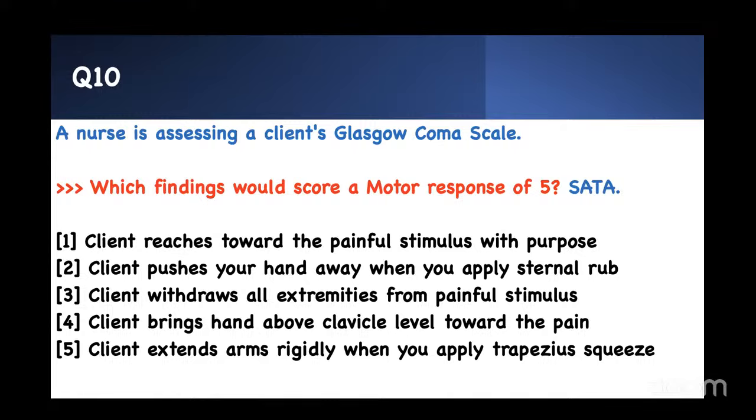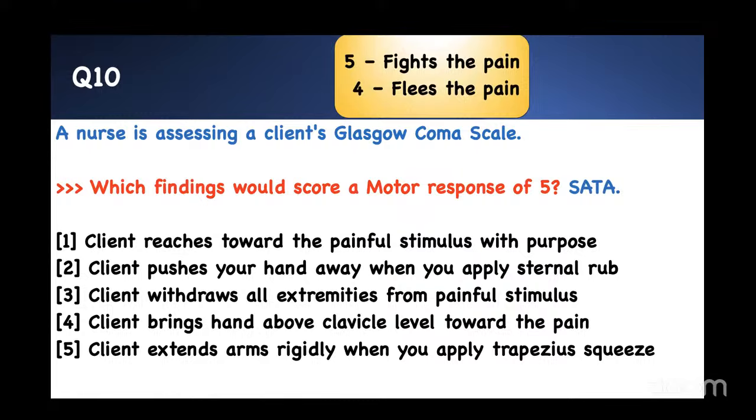Look at it. This is the concept. What does it mean to withdraw? That is the reason why I'm asking you, because this is a classic NCLEX question to see if you understand it. This is what it means to localize. If you're localizing, it means you have to distinguish between withdraw and localize.